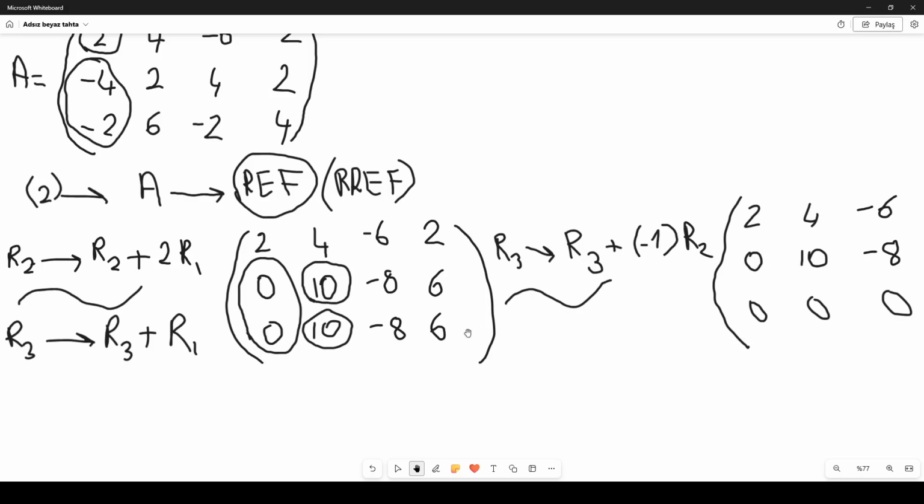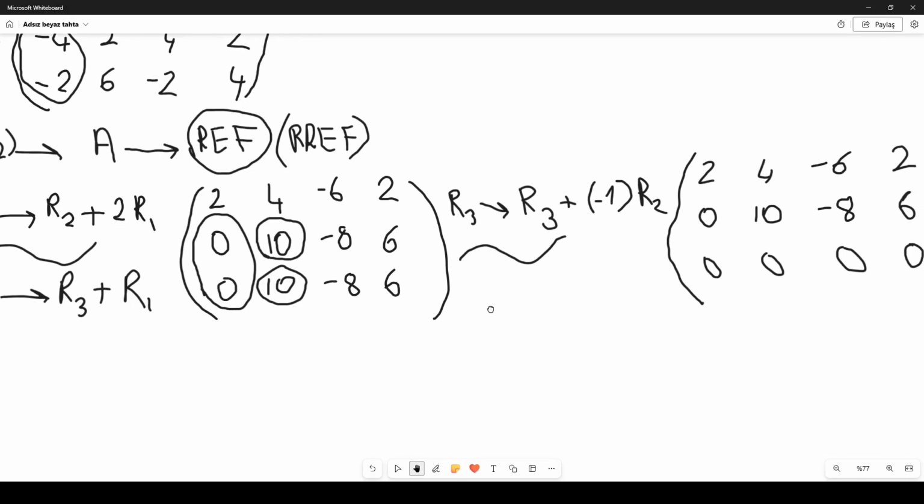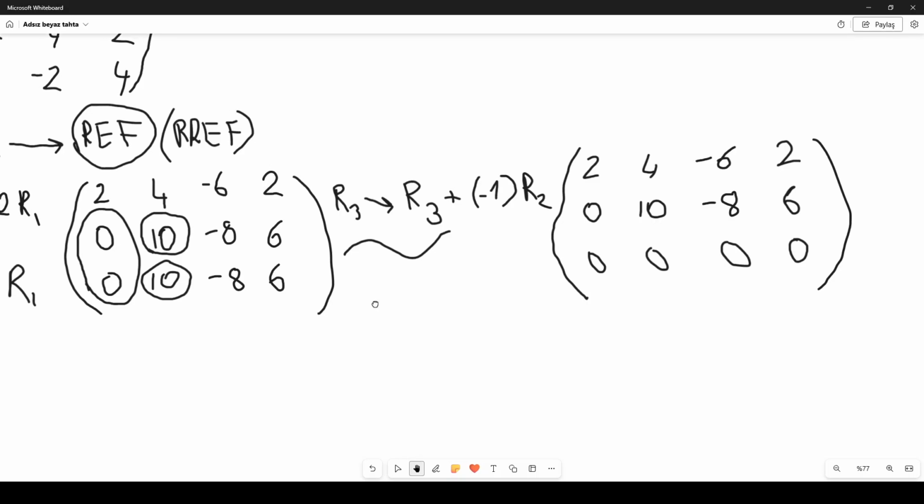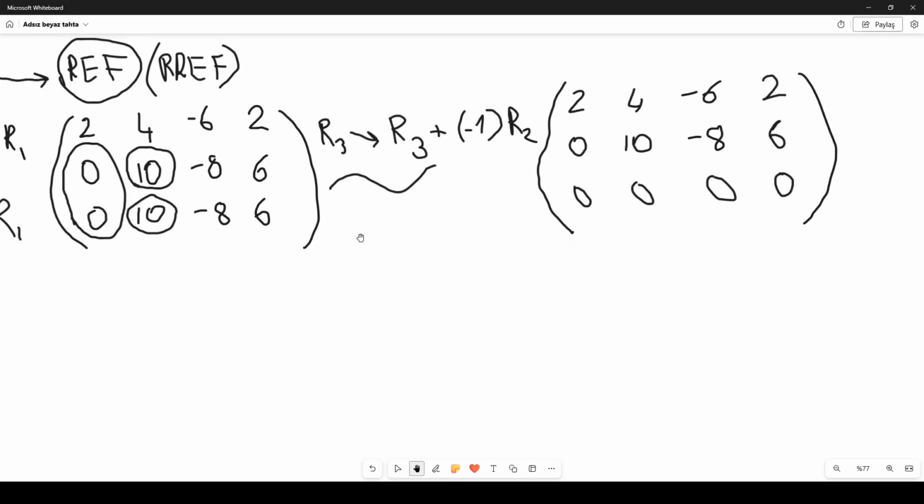And the second step is I reduced my coefficient matrix to either row echelon form or reduced row echelon form, and in this example I applied the Gaussian elimination method, and I converted my matrix into what is known as row echelon form. And am I done with my Gaussian elimination method?